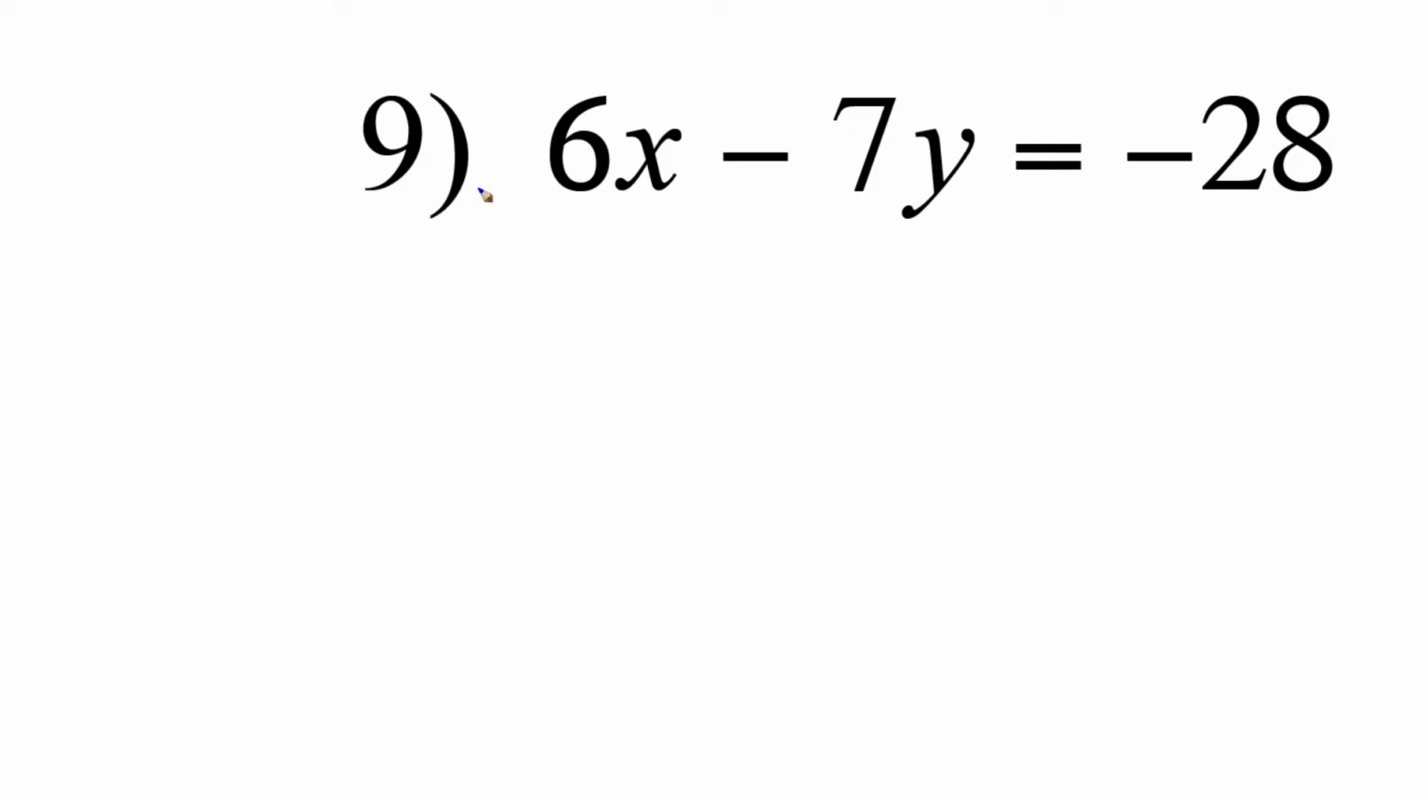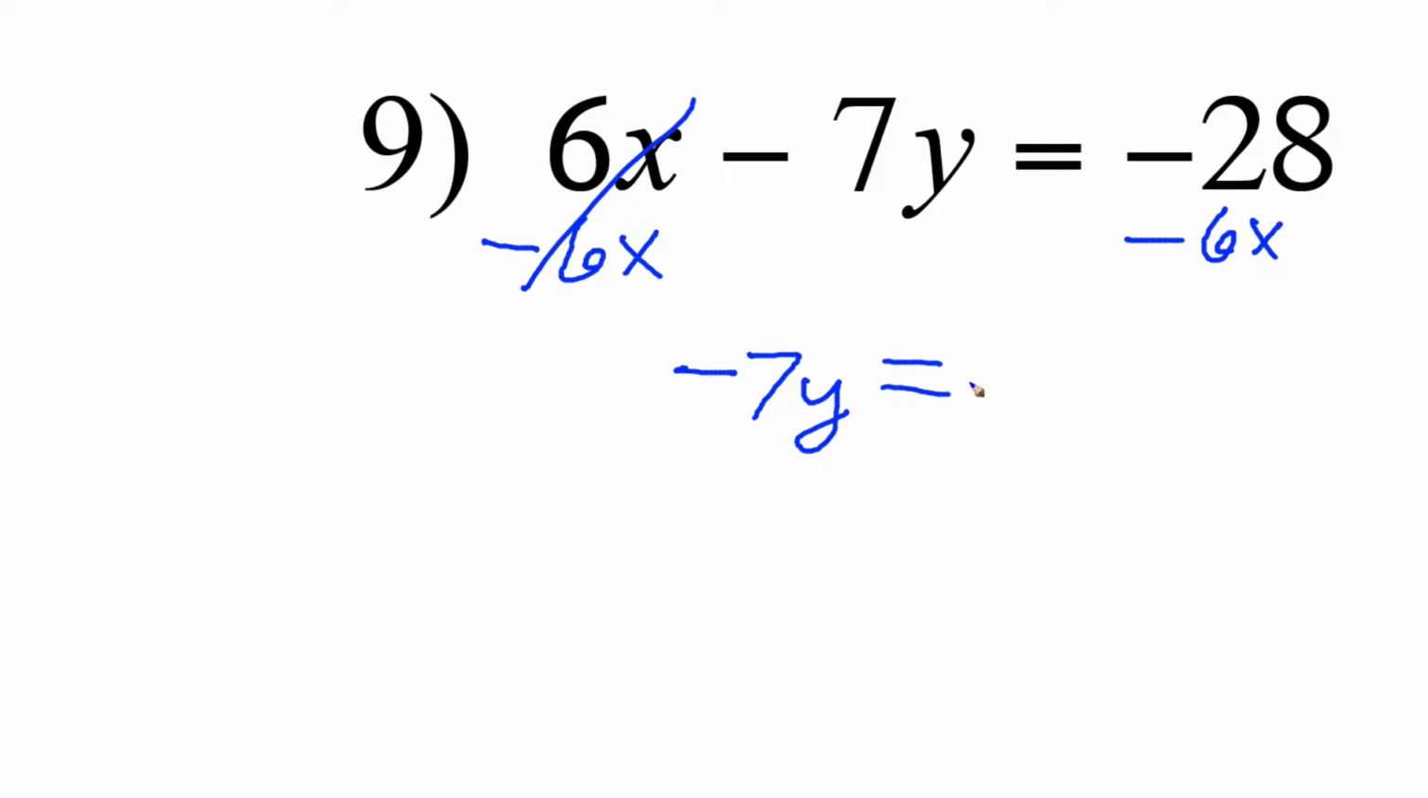Step 1 is negative x, right? Opposite of x. So negative 6x, negative 6x, and this cancels out, we are left with negative 7y equals, x always comes first, negative 6x, and then a negative 28. Okay, never combine them, x always comes first.